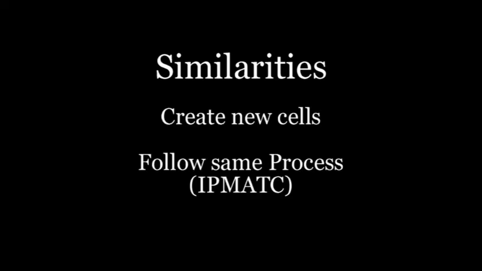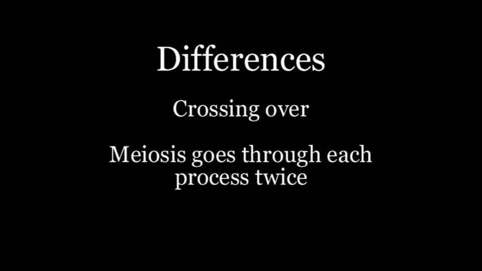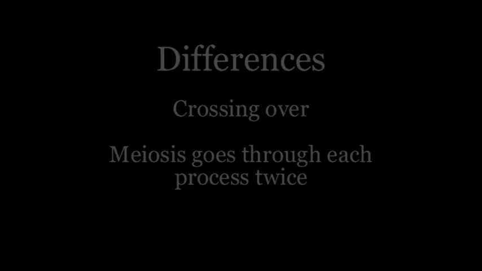2 similarities between these processes are they both create new cells and they both follow the same processes. 2 differences between these processes are meiosis goes through a process called crossing over, which mitosis does not, and meiosis goes through each process twice, whereas mitosis only goes through them once.